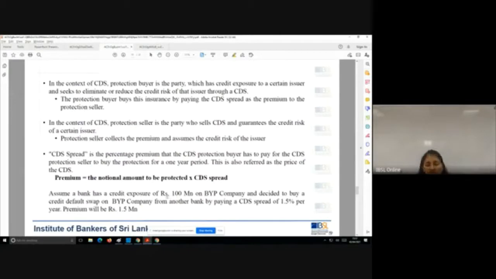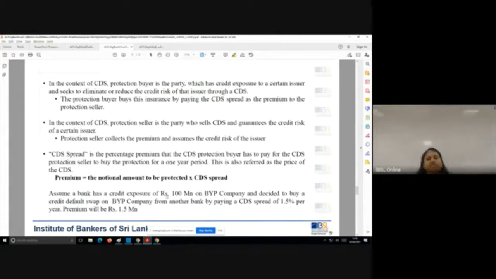Now don't confuse CDS, credit default swap, with central depository system, please. Okay. Those two are different, just the abbreviation is the same. So understand that these two are different. Okay.